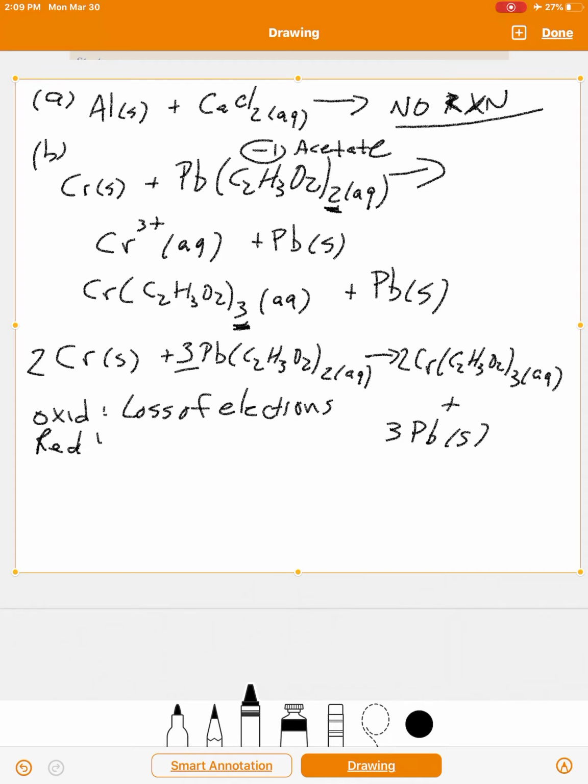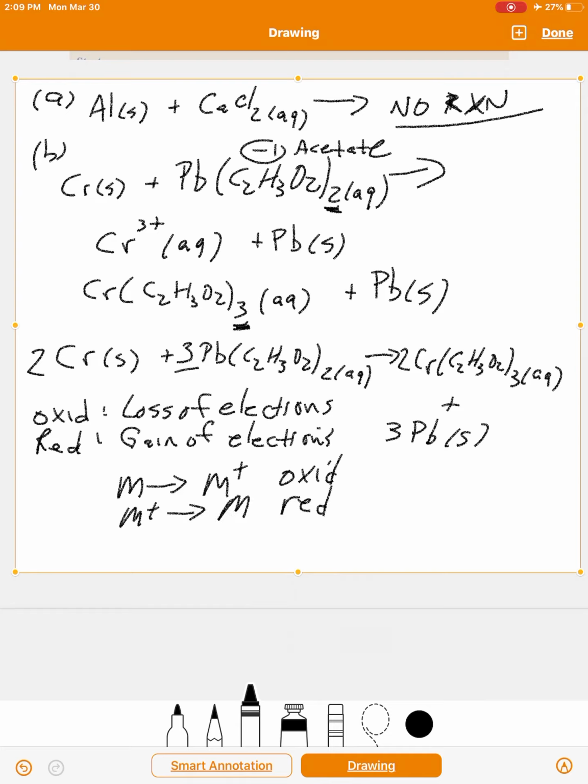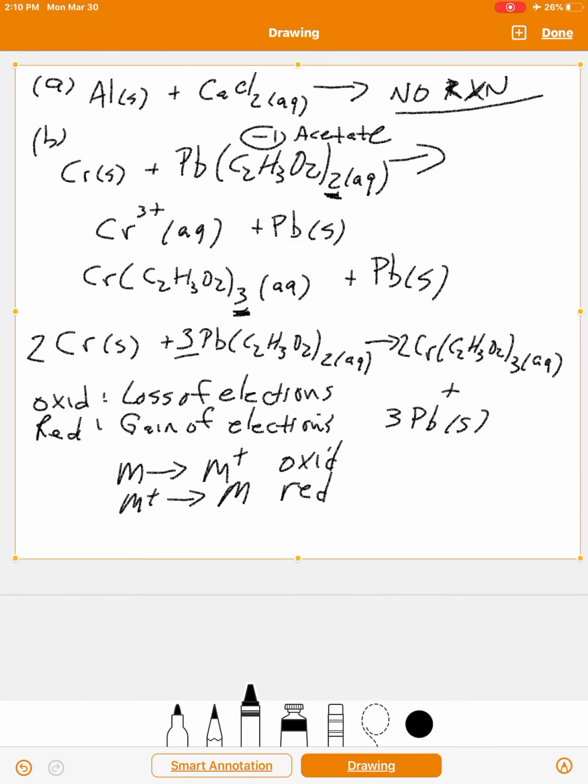And then reduction is the gain of electrons. When something goes from metal to metal with a charge, that's oxidation, because it became positive, so it lost electrons. On the other hand, if it went from plus to neutral, that's reduction, because it gained electrons, because it went from positive to 0. So all you've got to do is figure out which one changed to positive and which one changed to negative. And if you can do that, then you'll have your answer.